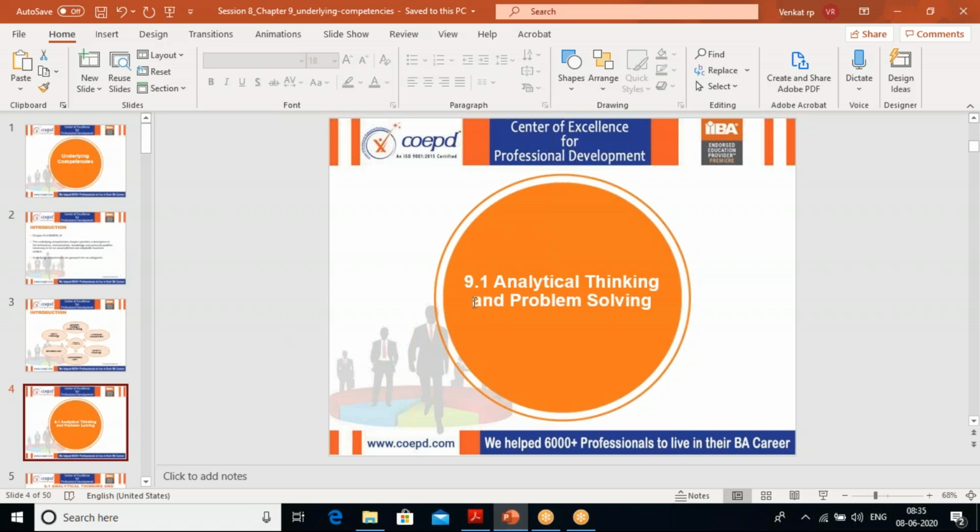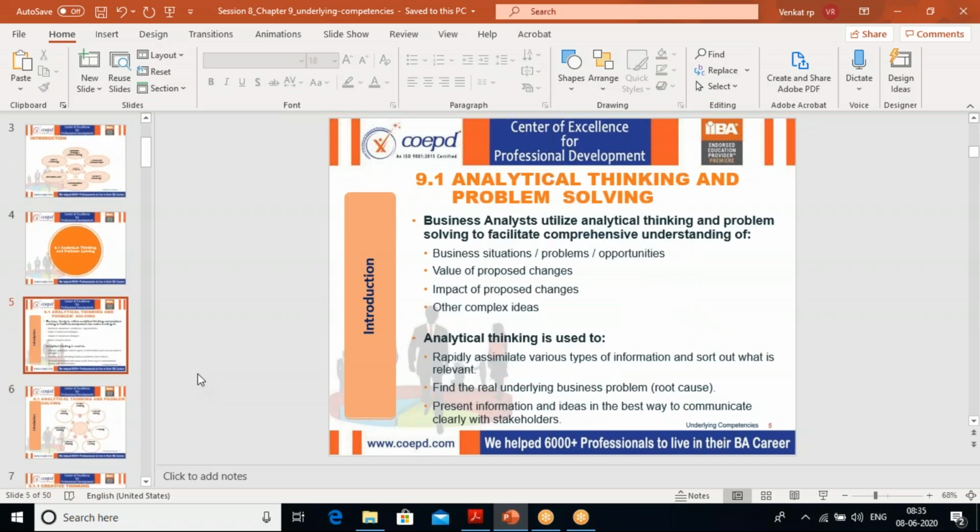Let us go for analytical thinking and problem solving. Why do we need this? We have to understand the present context. As a business analyst, we enable change. Hope you are aware of that from the first initial discussion. As a business analyst, we enable change, and this change will happen within some context.